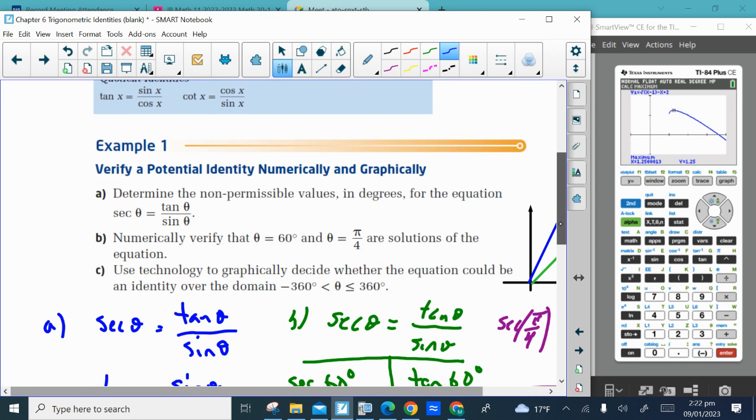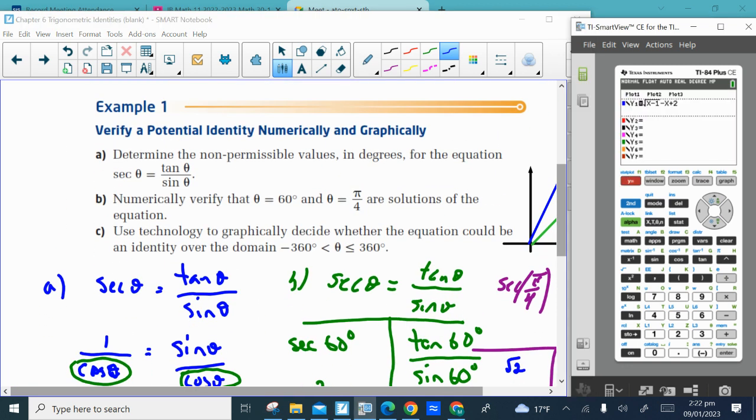So we need to put the two equations into our calculator, the first equation being the left side. Now there is no secant button on our calculator, but remember secant is 1 over cos, so that's what I'll put in y1: 1 divided by cosine of x.